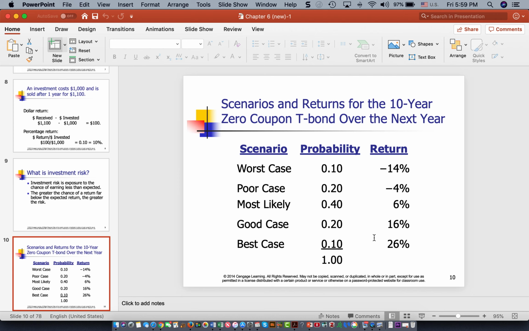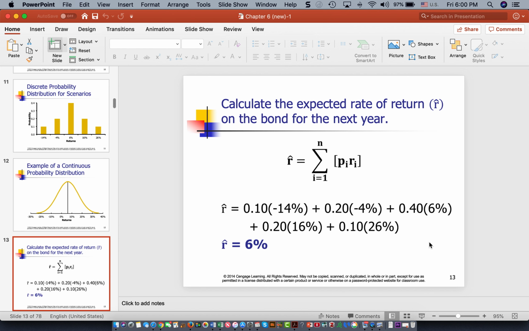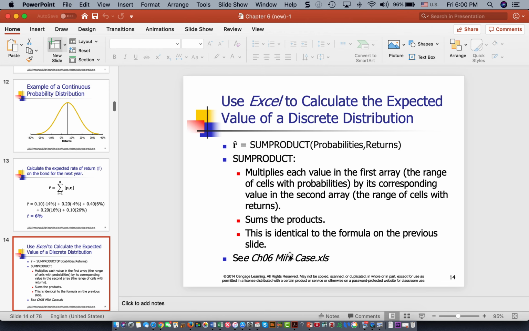So we look at risk in various ways. One is that you have different scenarios: worst case, poor case, most likely, good case, best case. You take their probabilities, multiply them with the respective returns, and add them up. You have the probability multiplied by the return, add them up, and you get an expected return of 6%.